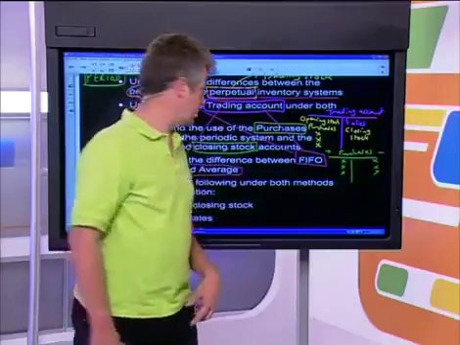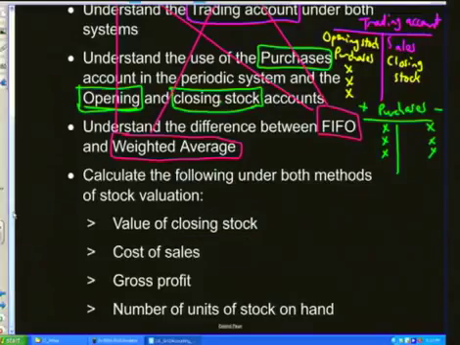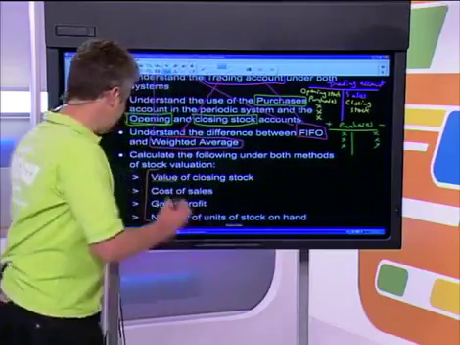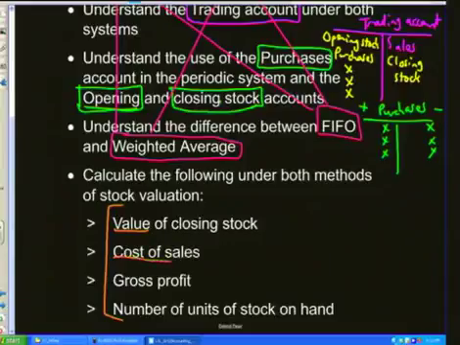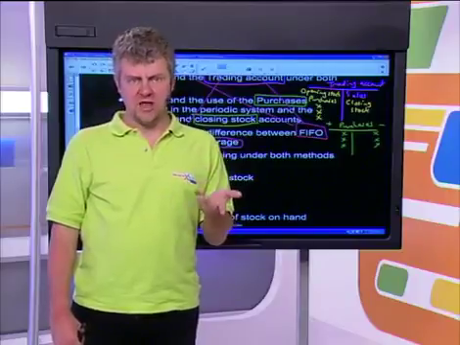They are very important. Then, what's also finally very important here, last point I want to make, is that we usually have to calculate four different things. First of all, we usually have to calculate the value of our closing stock using either FIFO or the weighted average method. Then we also have to calculate our cost of sales, also either using FIFO or the weighted average method. And I just want to throw a question out to you there.